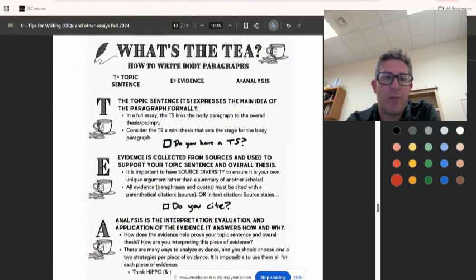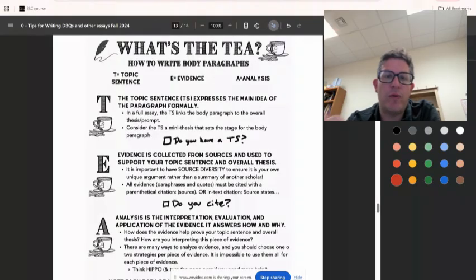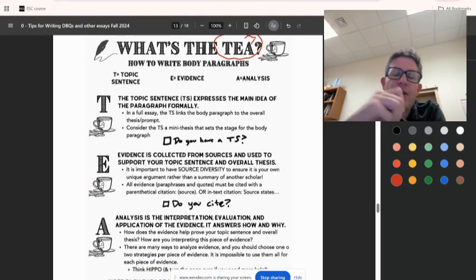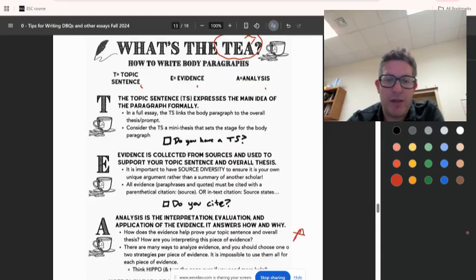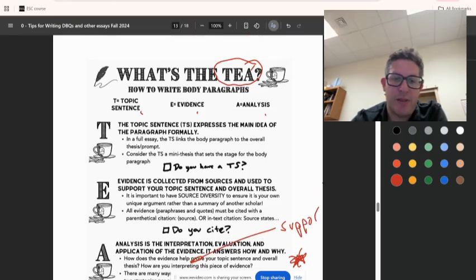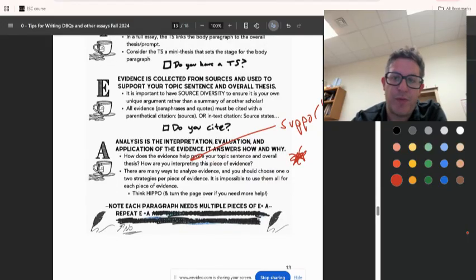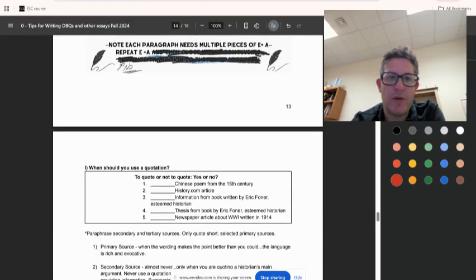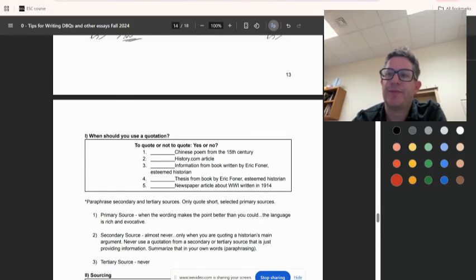My colleague Michelle Brito created this wonderful T worksheet for topic, sentence, evidence, and analysis. And of course, this is key here for the analysis. How does the evidence, whether paraphrase or quoting, help? We don't really prove anything, but help support, I would say, your topic, sentence, and overall thesis. A really nice formatting.